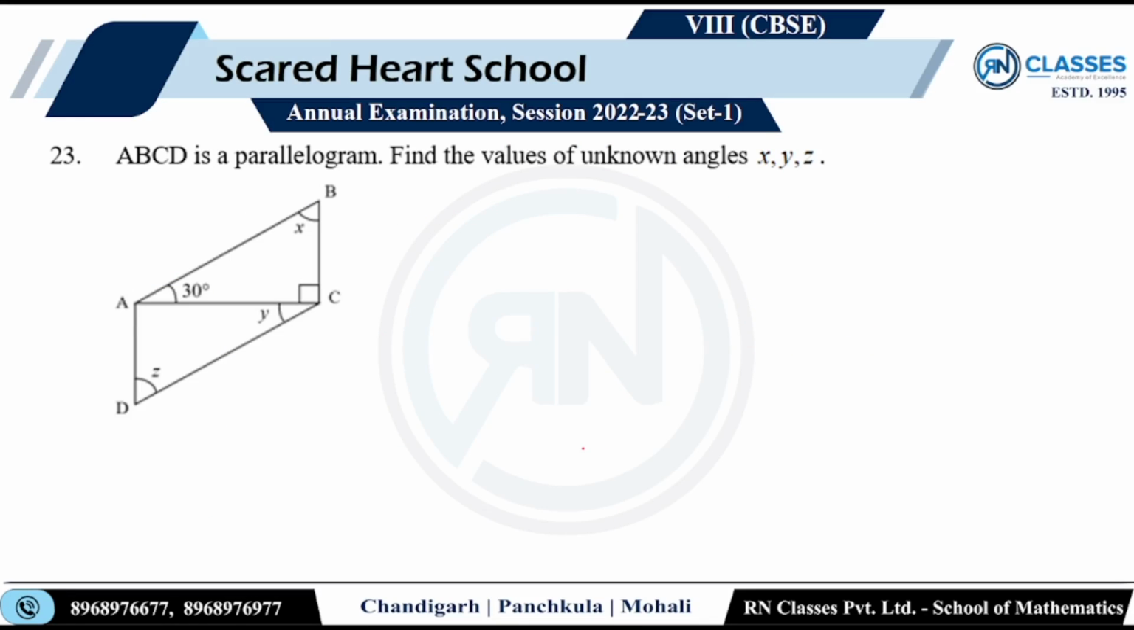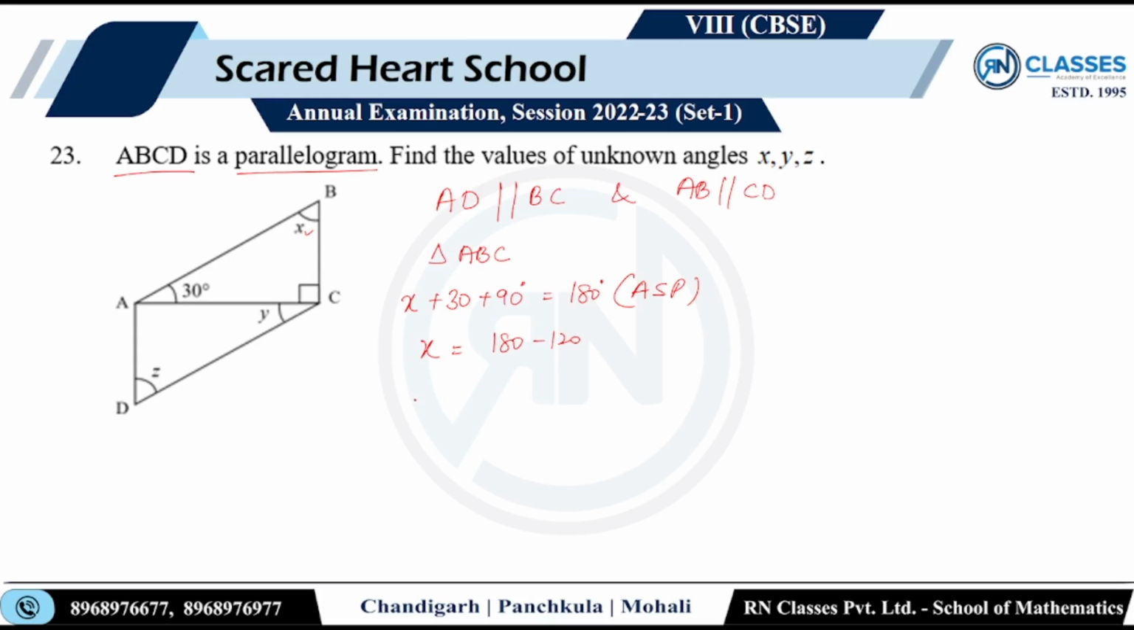Next, ABCD is a parallelogram. Find the values of unknown angles x, y and z। Okay, ABCD parallelogram दिया हुआ, ABCD is a parallelogram, so मैं सीधा लिख सकता हूं AD is parallel to BC and AB is parallel to CD, ये तो मैं बता ही सकता हूं, राइट। नाउ मेरे को एक चीज पता है, आई कैन फाइंड द वैल्यू ऑफ x थ्रू ट्राइंगल ABC, राइट। क्वाइट सिंपल, x plus 30 plus 90, I'm directly writing it so that मेरा टाइम लाइक आई एम जस्ट गिविंग यू हिंट्स. सो एंगल सम प्रॉपर्टी लिखना है, एएसपी लिखेगा, नंबर कट जाएंगे, देख लेना. So x is equal to 180 minus 120.